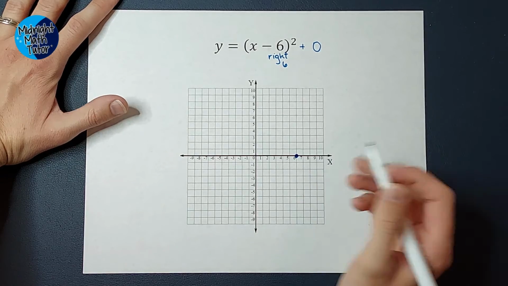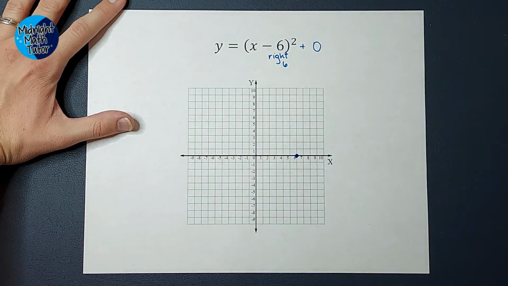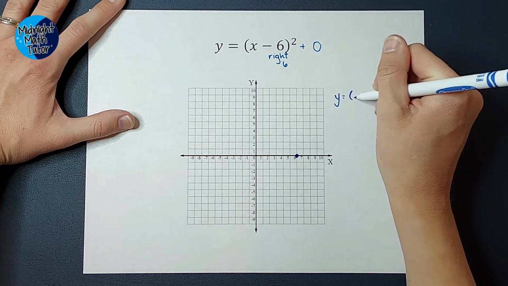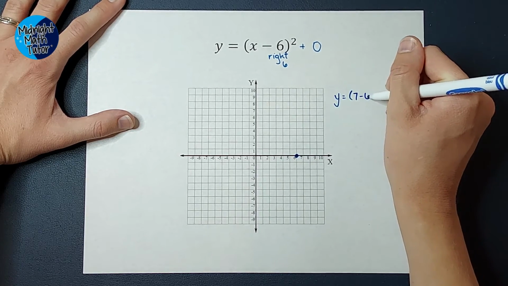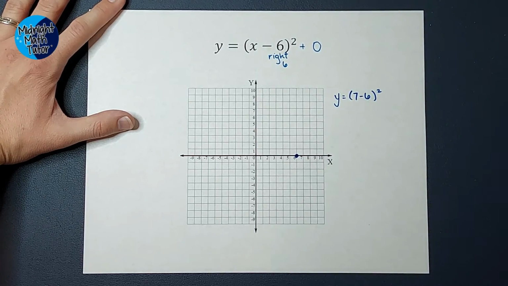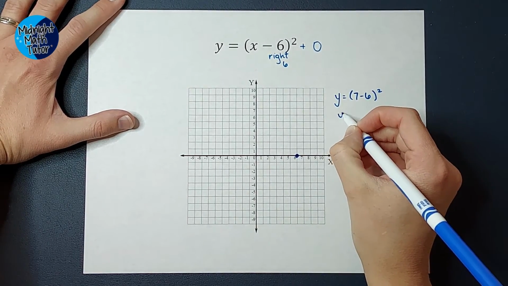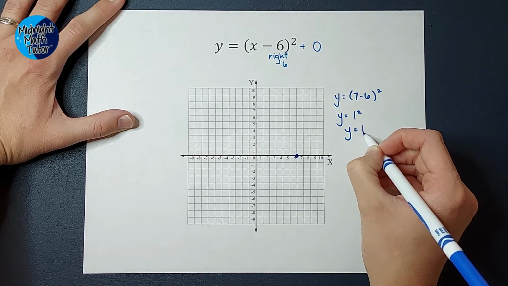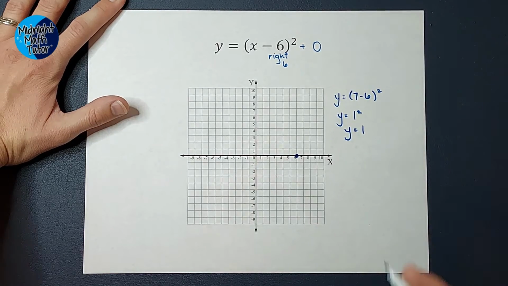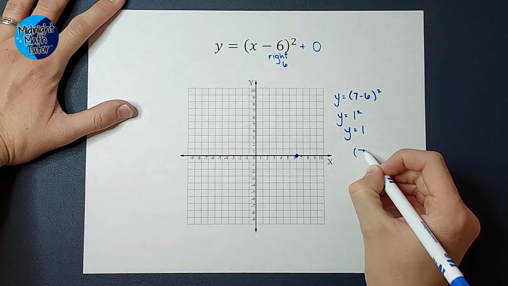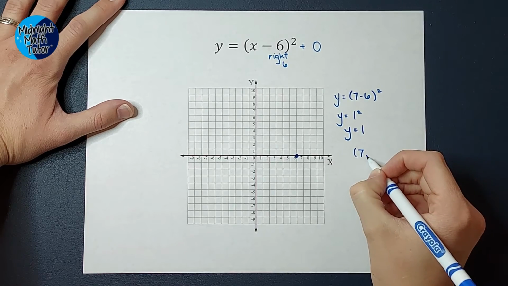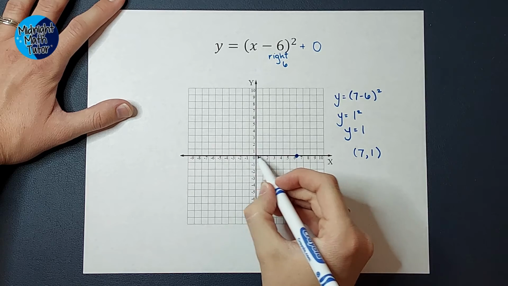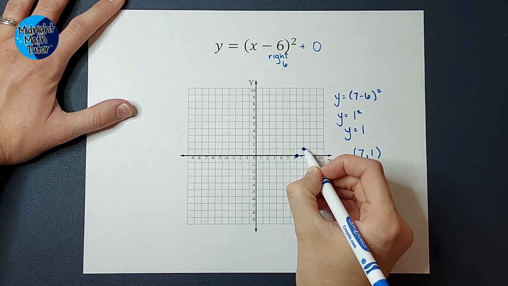All right, so I'm just going to plug in another point. Let's plug in 7. So I'm plugging in 7 for x to see what I get for y. So I'm doing y equals 7 minus 6 squared. I don't need to write that +0. So then I'm going to have y equals 7 minus 6 gives me 1 squared, and 1 squared is 1 times 1, which is 1. So when I plugged in 7 for x, I got 1 for y. So that's my ordered pair. So I'm going to go over 7, up 1.